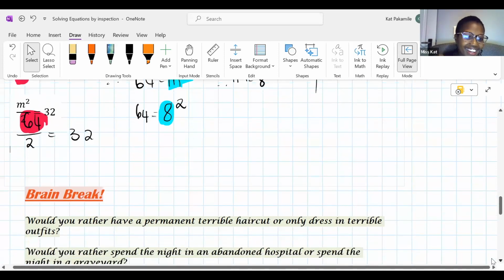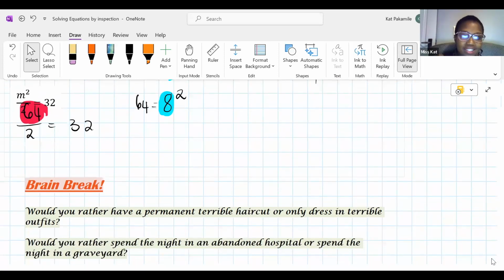Okay, guys. Okay, let's see who's next. Sia. Hi, Sia. Would you rather spend the night in an abandoned hospital or in a graveyard?